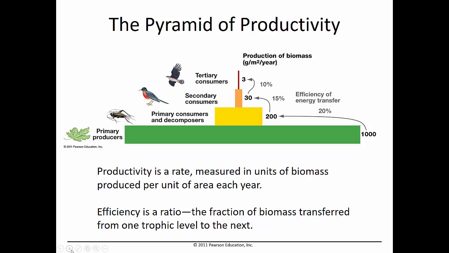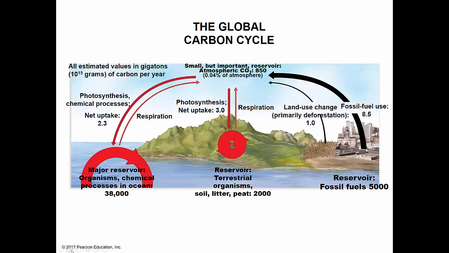You can see from this pyramid of productivity that by far the largest pool is the primary producers. These autotrophs are producing a lot of biomass each year. They're fairly efficient, and only a small fraction of this plant material is transferred to the next trophic level, the primary consumers, and the decomposers that are going to break down the dead plant material. This is because the metabolism of the plants requires energy.